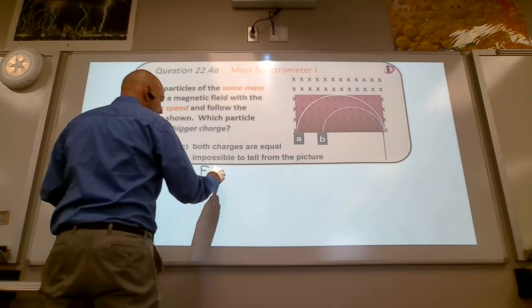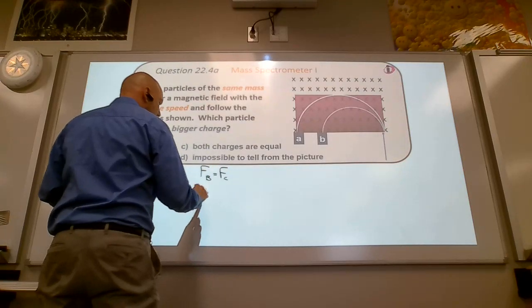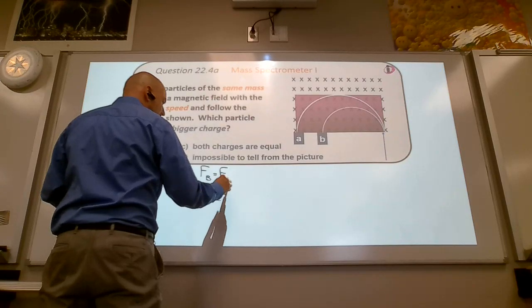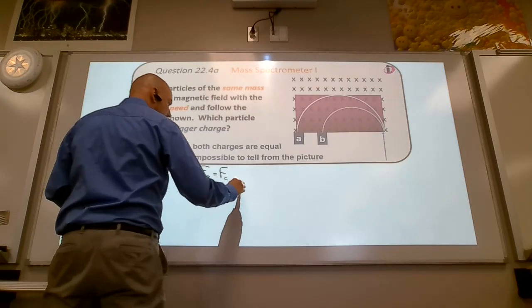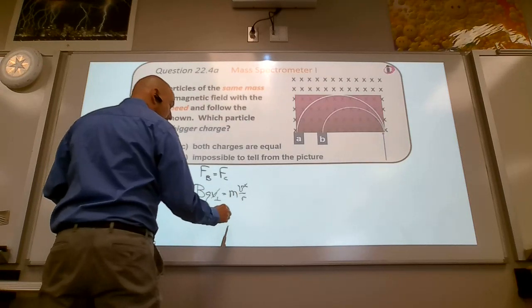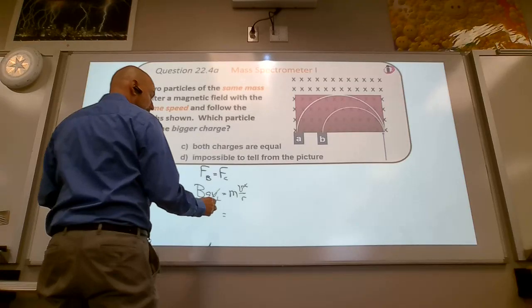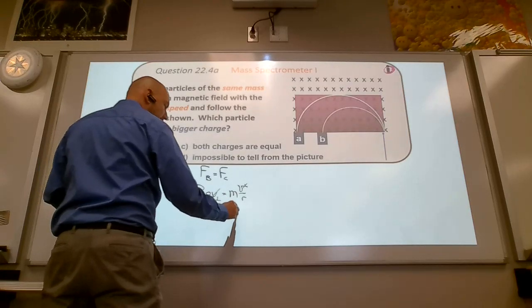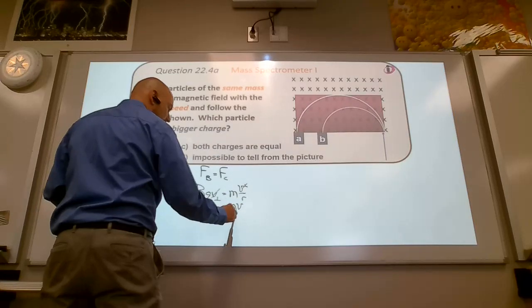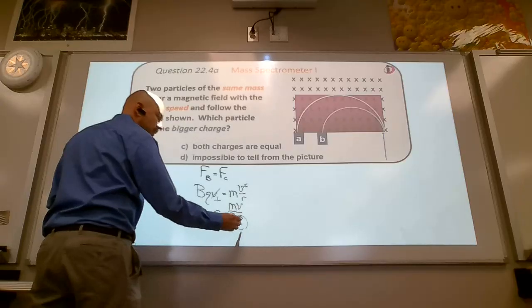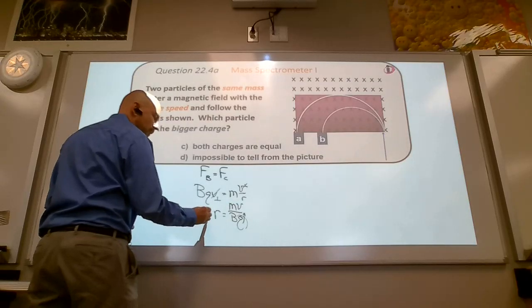Magnetic force is equal to centripetal force. So you have magnetic field times the charge times the velocity perpendicular is equal to mass times speed squared over the radius. One of those speeds goes away, and you're looking for a radius. So radius is equal to mass times the speed over the magnetic field times the charge. The greater the charge, the smaller the radius.